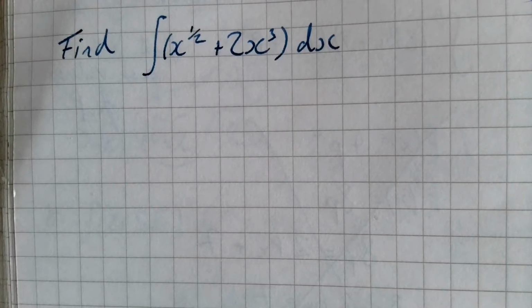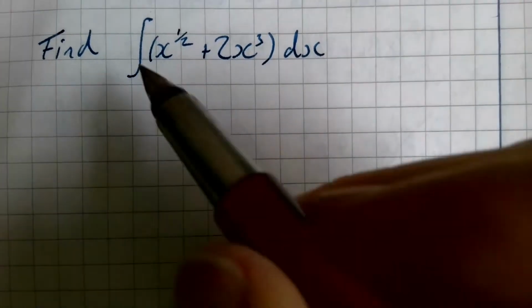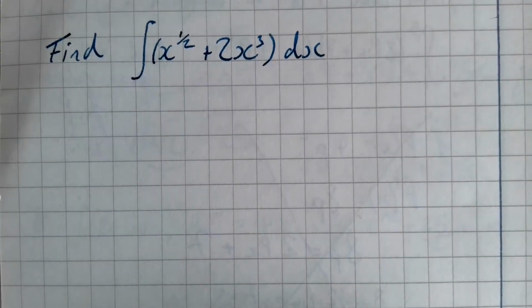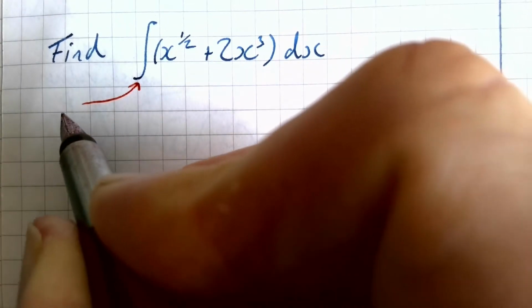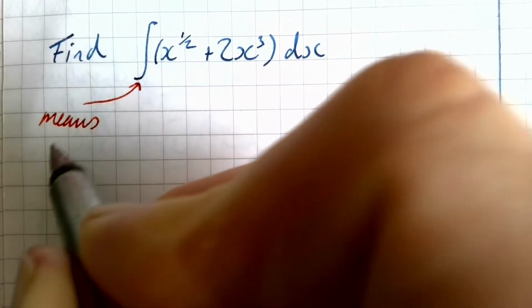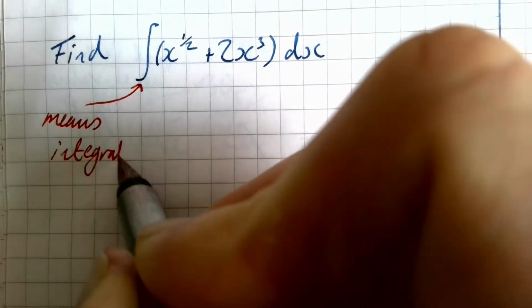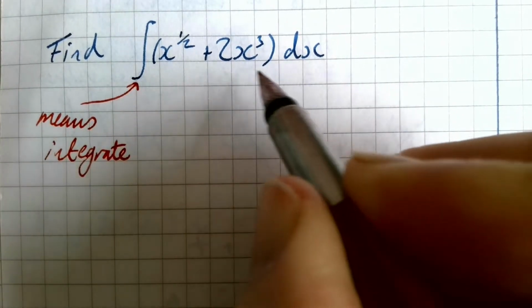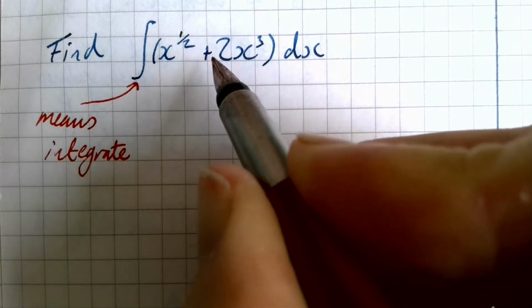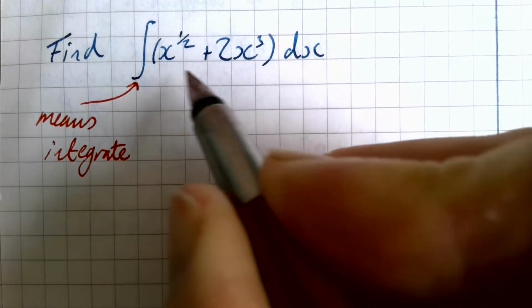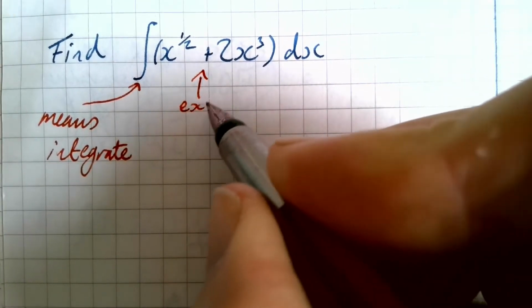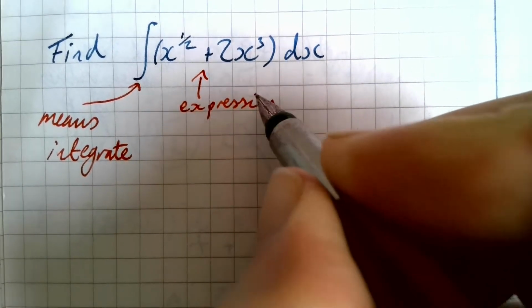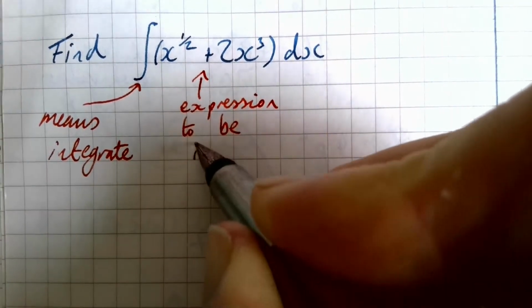This is the form of what we're going to be looking at today. So we're just going to start by taking some notes on what's going on here. We've got an elongated S at the beginning, and that means integrate. And then we've got an expression in the bracket here. Now it's not always in a bracket. If it's just one term, like if it was just 2x cubed, it would just be on its own. But the expression that you've got in the bracket here, this is the expression which needs to be integrated.